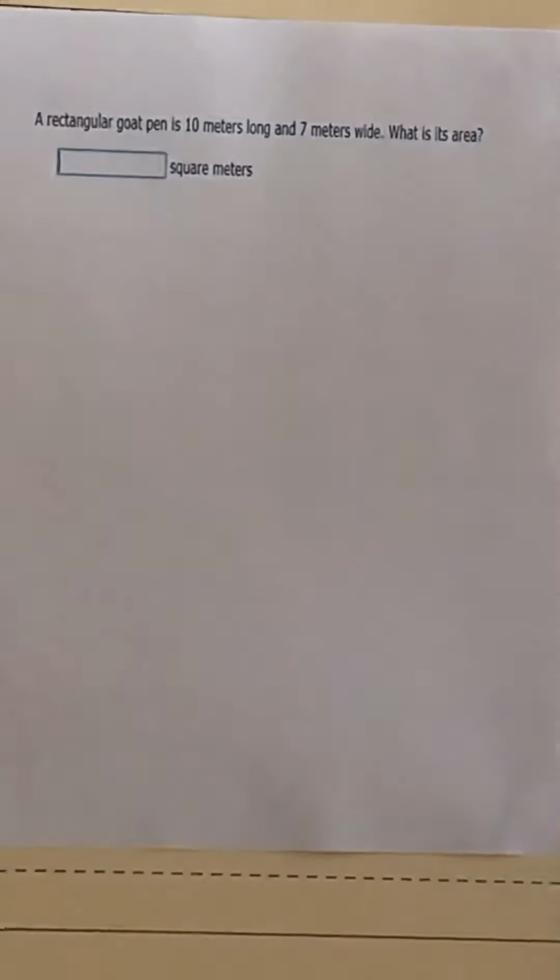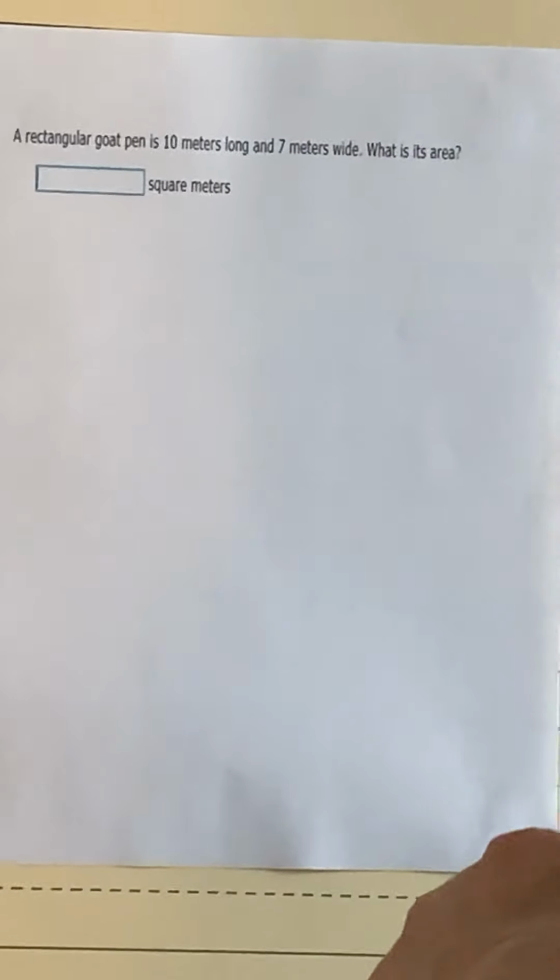A rectangular goat pen is 10 meters long and 7 meters wide. What is its area? That is a pretty straightforward area problem. The most important thing we need to know, first of all, is we can go ahead and underline what they are giving us. What are our knowns? We know that we have a rectangular goat pen. We know it's 10 meters long, 7 meters wide.